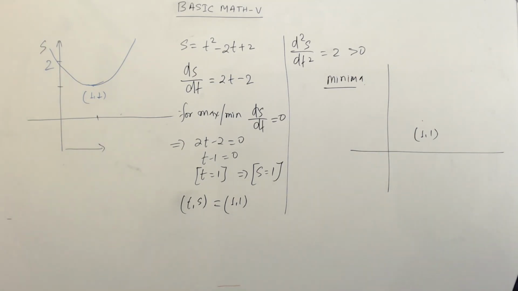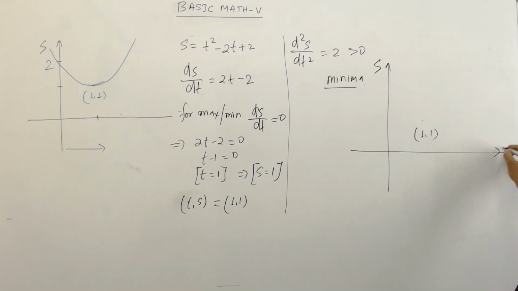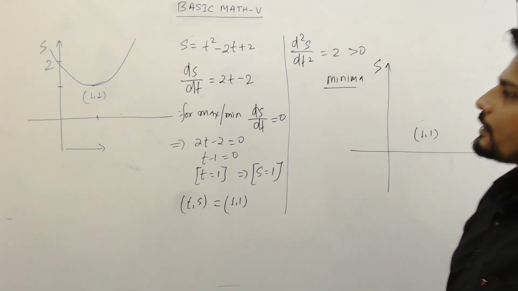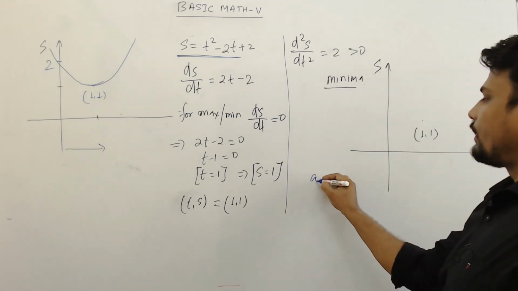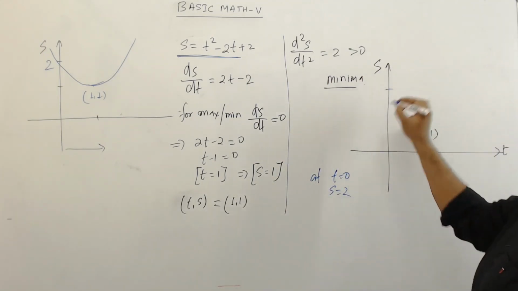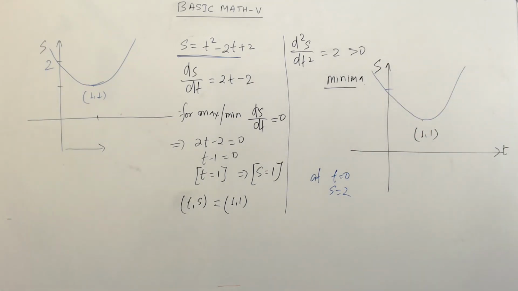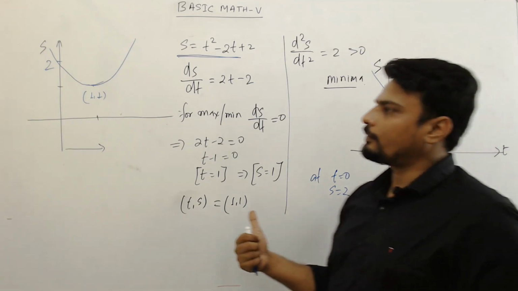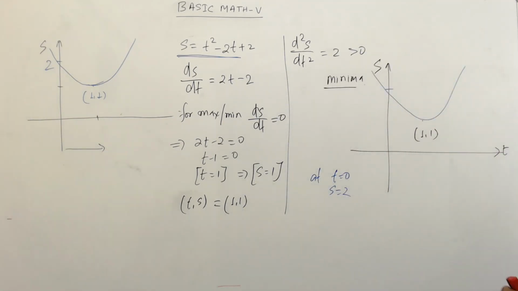Now again, I want to find where it is intersecting the s-axis. And let's suppose this is t. For that, I'm going to put t equal to 0 over here. If I put t equal to 0 in this equation, s has to be how much? Somewhere here. It's a minima, so the graph is going to be like this. As simple as that. So this we can do easily with the help of the concept of maxima and minima, which we have done with the help of a parabola in the previous case.